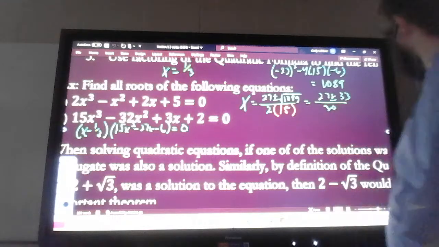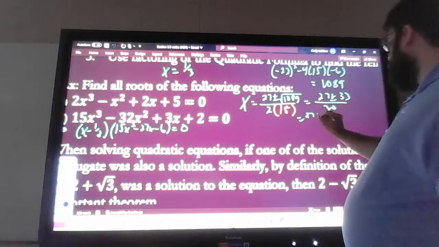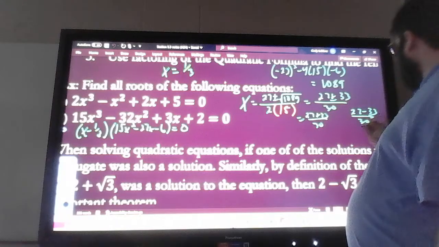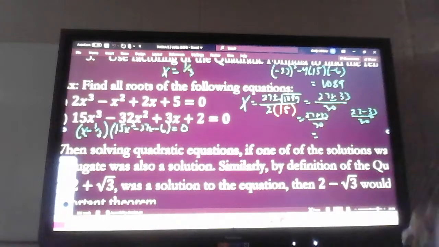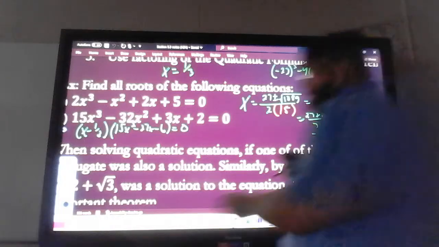All right, so if you want to simplify this before you do the plus and the minus, you can go ahead and do that. It doesn't really matter. I'm just going to calculate what this is. So I got 27 plus 33 over 30 and 27 minus 33 over 30. All right, so 27 plus 33, that's 60 divided by 30, which is 2. Okay. And 27 minus 33 divided by 30, that is negative 1/5. Negative 1/5. Excuse me.